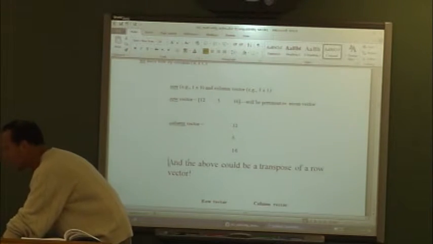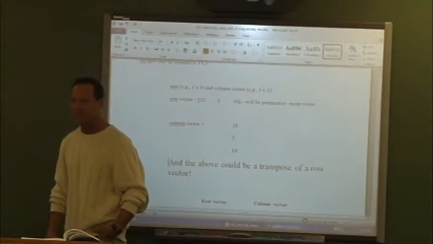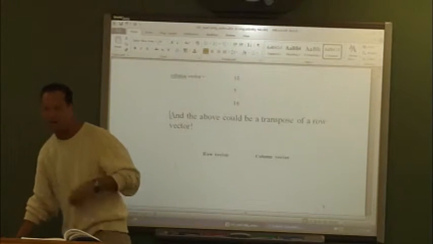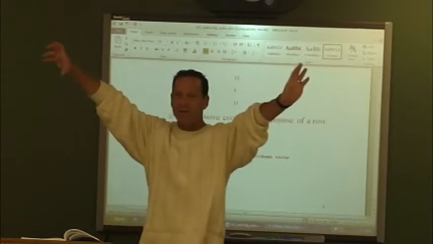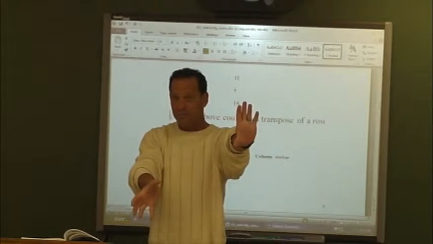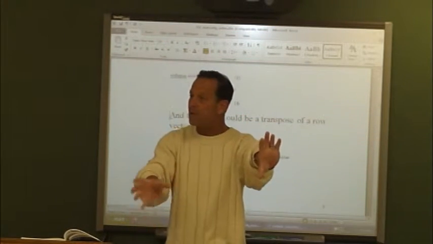Does everybody see how that could be a transpose of a row vector? And that comes up again a lot in multivariate stats. The row becomes a column, and sometimes the column may become a row.